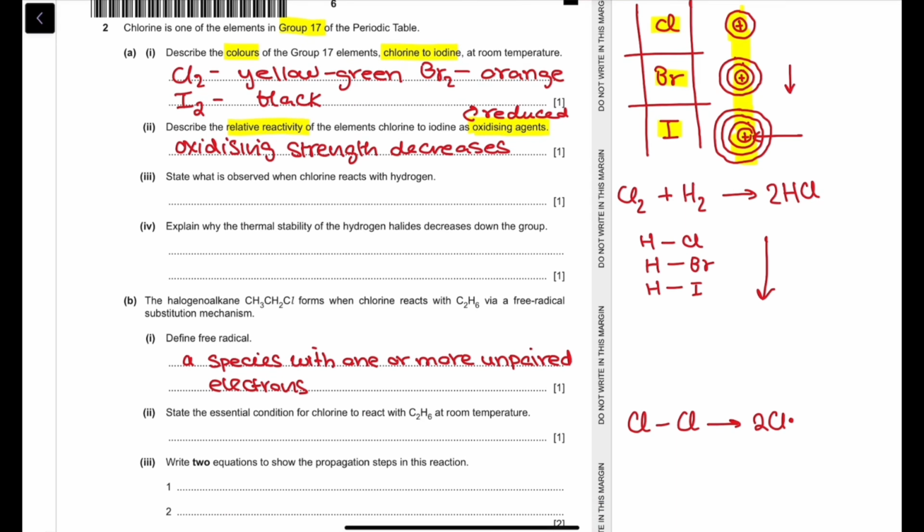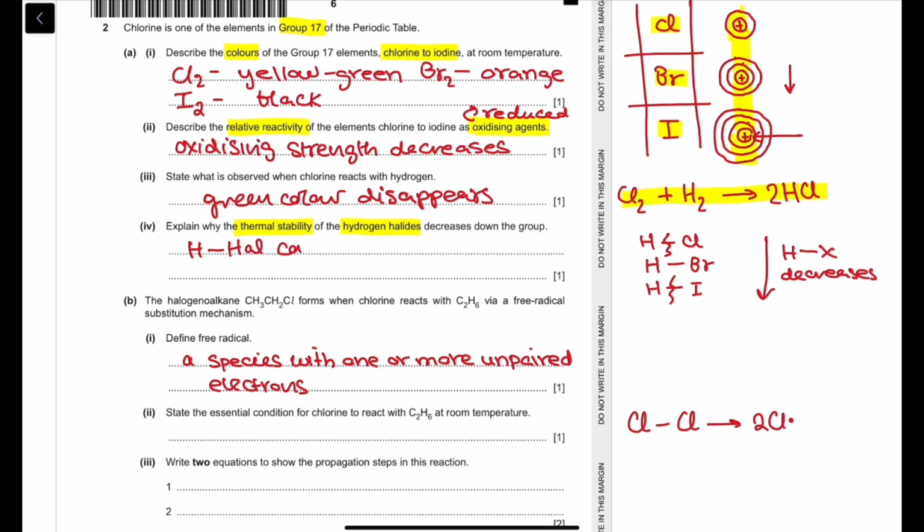State what is observed when chlorine reacts with hydrogen. When chlorine reacts with hydrogen, HCl will be formed, and the green color that chlorine has will disappear. Explain why the thermal stability of the hydrogen halides decreases down the group. As you go down the group, the strength of the HX bond, where X is the halogen atom, decreases, so it is easier to break the hydrogen iodide bond than the HCl bond.